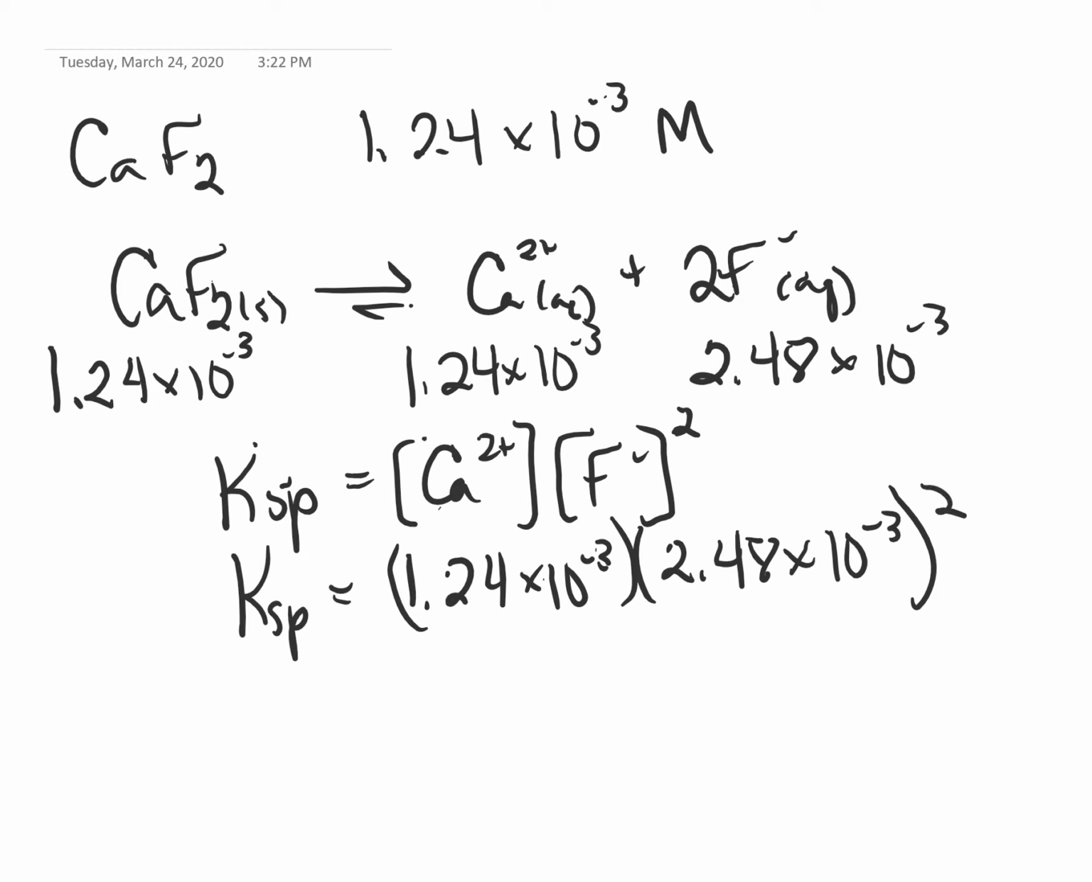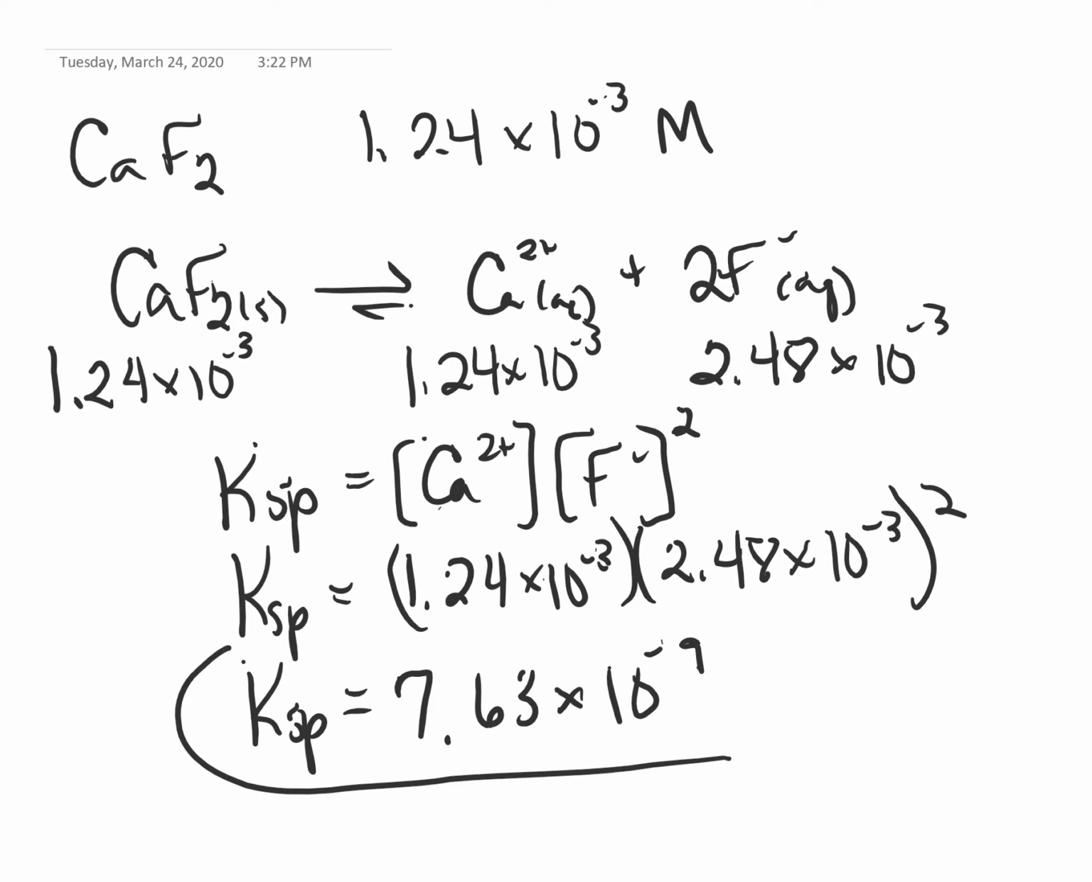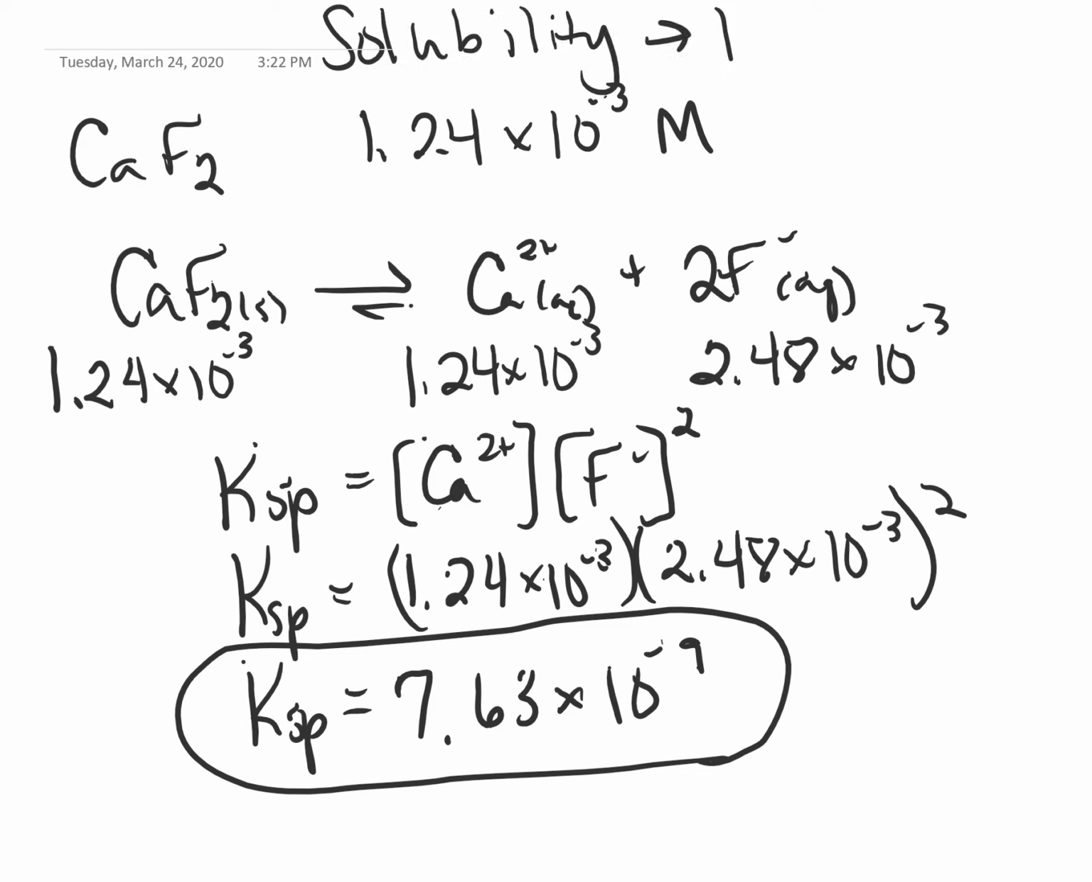So I'll plug that into my calculator. And I got a Ksp of 7.6263 times 10 to the -9th. And there is no label because it's just telling me my equilibrium constant. Okay, so if you are given a molar solubility, you can find Ksp. So this is solubility to Ksp.